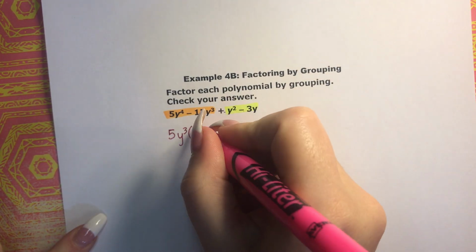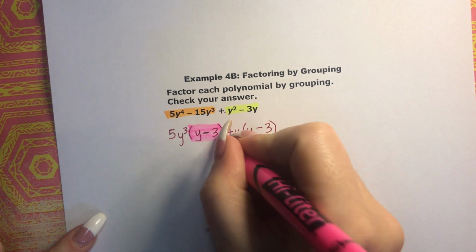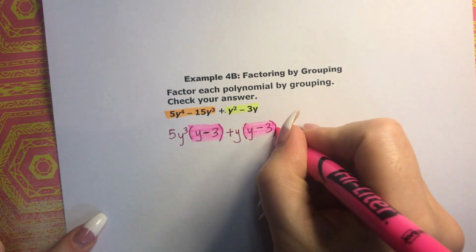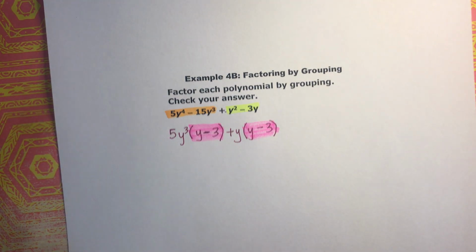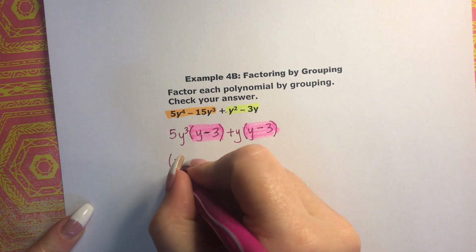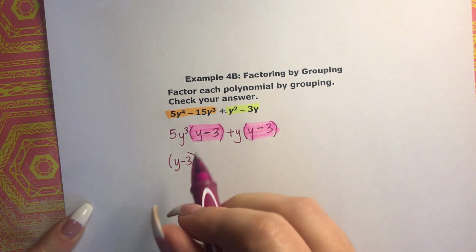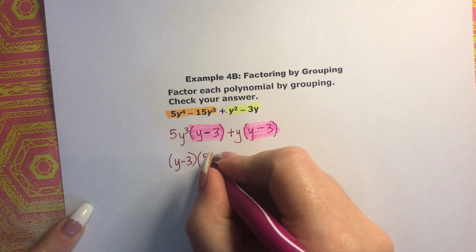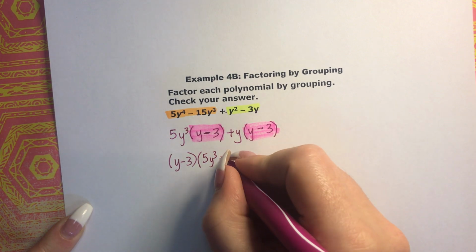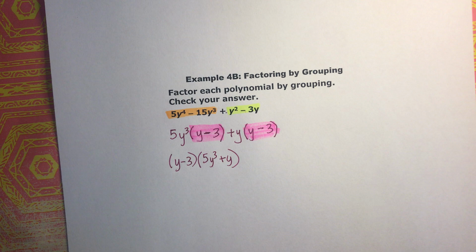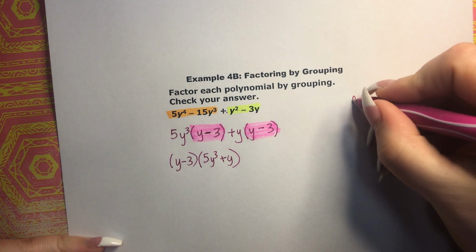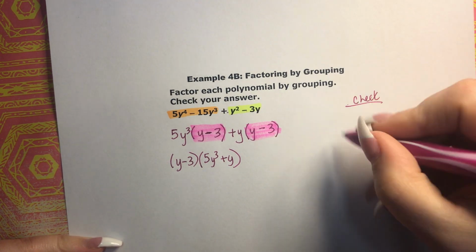We are back to example 3 now. You should have this y minus 3. That's in common, so we can factor that out, right? And then we're just left with 5y cubed plus y. And there's our answer. But we're going to check this over here.